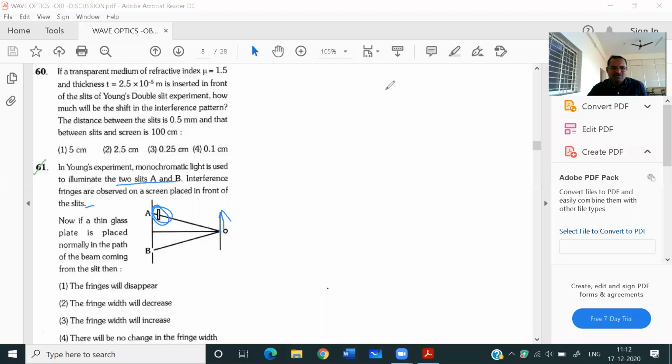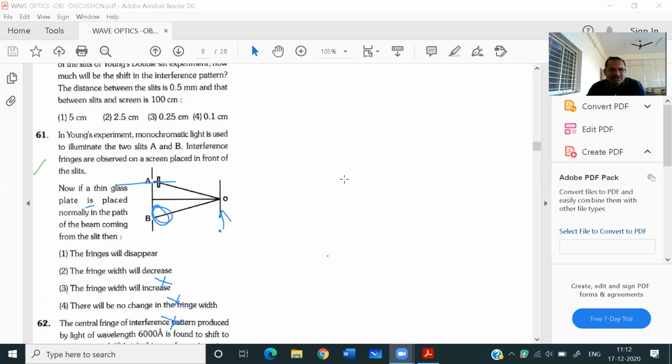So see the options they have given. The fringes will disappear? No, the fringes will appear. Wrong. Fringe width decreases? No, fringe width doesn't decrease. Fringe width remains the same. This point is important, remember. Fringe width increases? No, that doesn't happen. Nothing will happen to the width of the fringe. There will be no change in the fringe width.